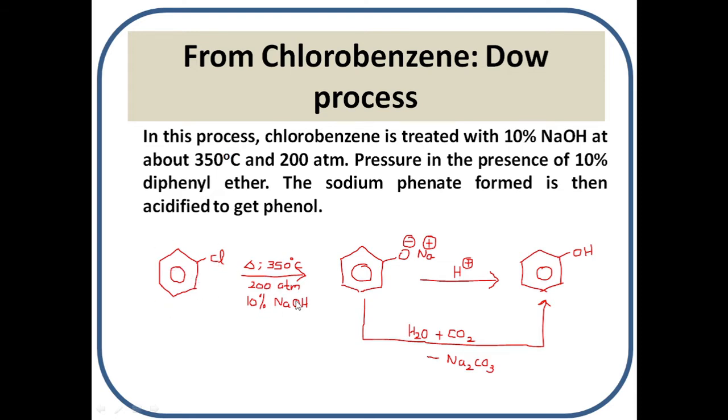This is the reaction. Chlorobenzene is treated with 10% NaOH, temperature 350 degrees, pressure 200 atmosphere. When this chlorine is replaced by ONa, that is, sodium phenate is formed. Actually, this is the sodium salt of phenol, from which phenol may be obtained by the acidification process. Acidification may also be carried out with carbonated water, when sodium carbonate will be liberated and we will get phenol.